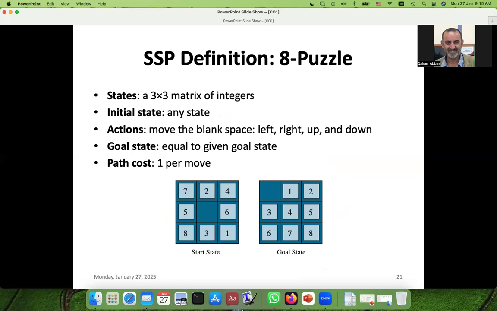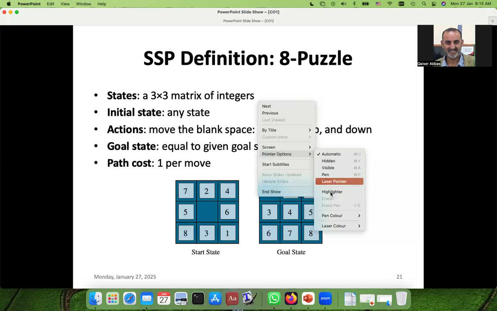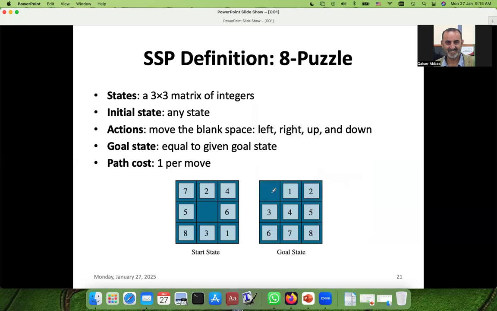Now, 3 things are remaining: actions, states, and path costs. So then, states. This is one state. This is another. So these are the states. But when you change even one block here, you will have a new state. In this 8 puzzle, the state means the state of the whole game.